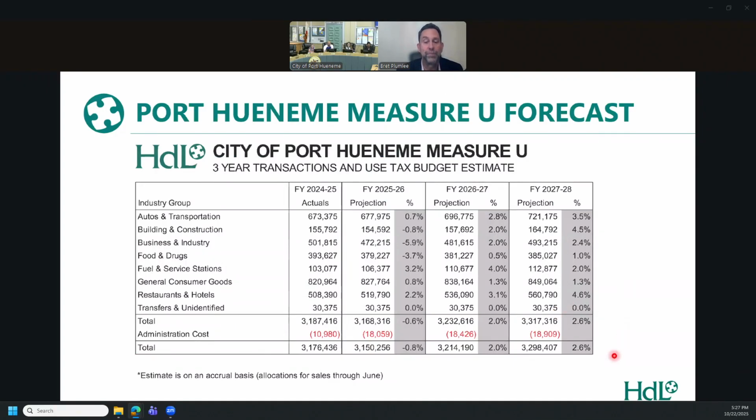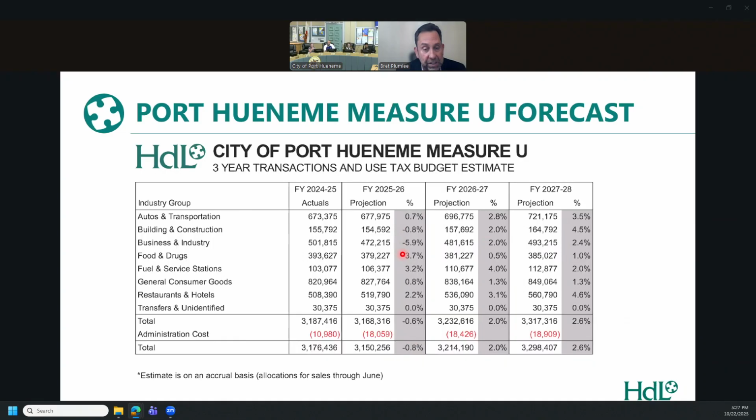And here we've updated the budget as of second quarter 25. So 24-25 measure U total dollars ended up at 3,176. 25-26 is projected to decline almost 1%. And when we compare that to the statewide forecast, our statewide forecast has growth on the Bradley Burns side of about 1%. So you're getting hit a little bit harder.